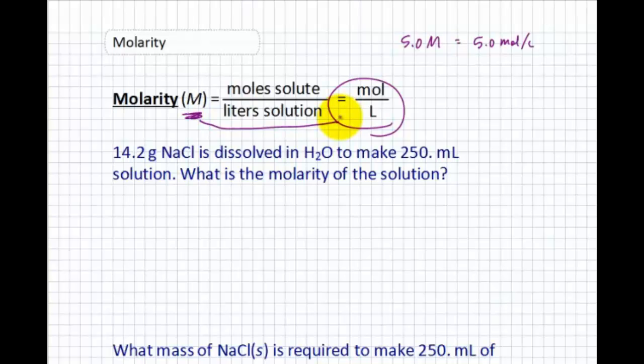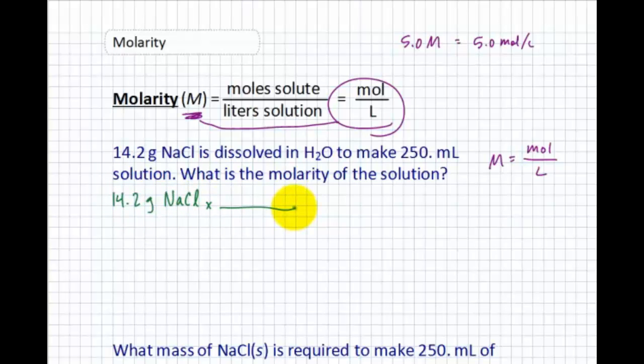So anytime you're to calculate the molarity of a solution, we're going to have to ultimately do moles per liter. When you're calculating a molarity, you're going to have to do moles divided by liters. But we're not given moles, we're given grams. So we have a little work to do first. We have to convert those 14.2 grams of NaCl into moles.